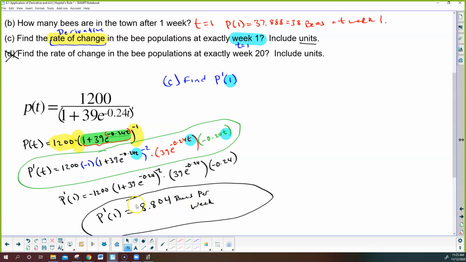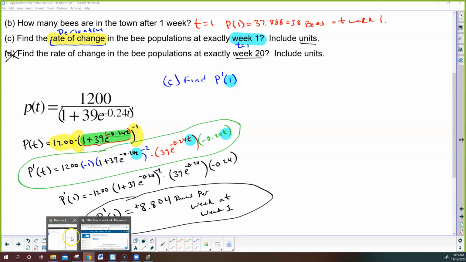Now, what does that mean? It's a positive number, right? My rate is positive, so that means that the population of bees is growing exactly at 8.804 bees per week, and we should be even more specific, at week 1, right? Because if I checked that at week 20, if I put 20 into the derivative, that number would be different, and most likely would be growing even faster.